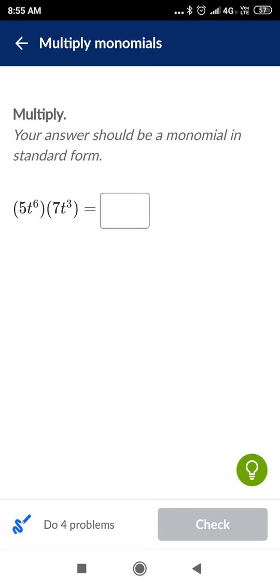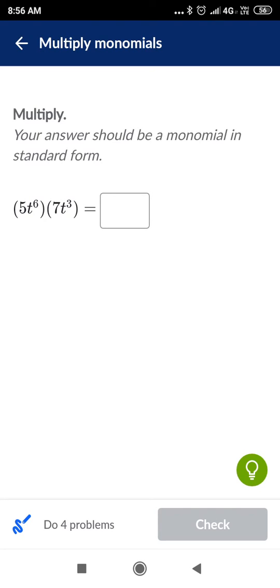In a monomial there are three things. First, there is a sign, plus or minus. Second, there may be a constant, which is also called coefficient. So in the first monomial, the sign is plus, the constant is 5, and then the third part is a variable which is t to the power 6. In the second monomial, also there is a sign which is plus, constant which is 7, and variable which is t to the power 3.